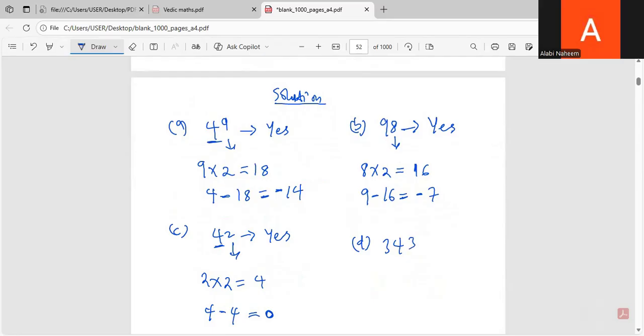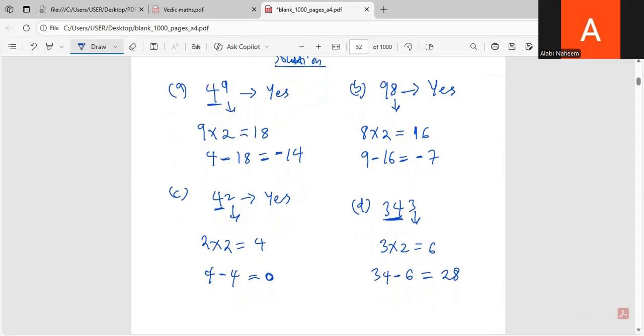343. What's the last number here? It is 3. Double it. 3 times 2. You have 6. Now subtract 6 from the truncated number. In this case, the truncated number is actually 34. So the remaining digits you take as a whole number, like a single number. So don't say 3 and 4 separately, no, say 34. So we are saying 34 minus 6. And that's what? That is 28. Right? Let's see if 28 is divisible by 7.